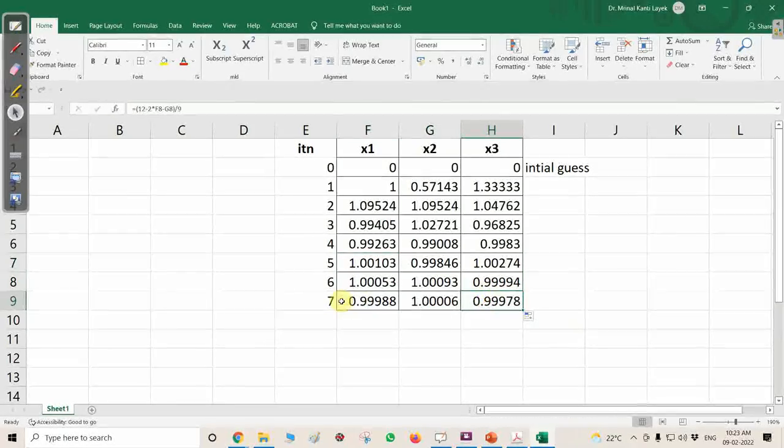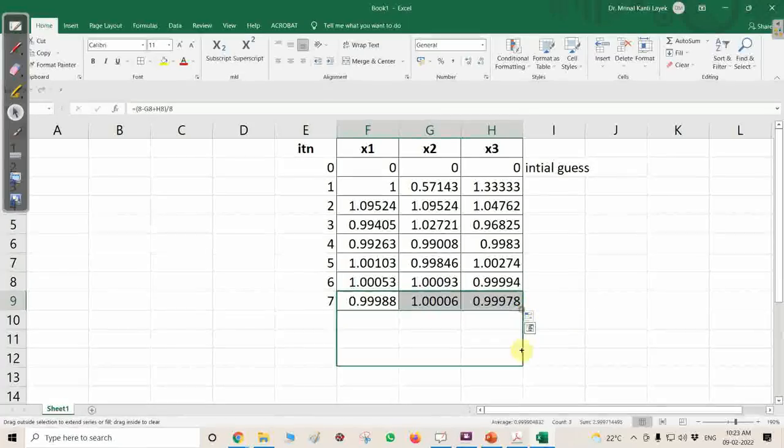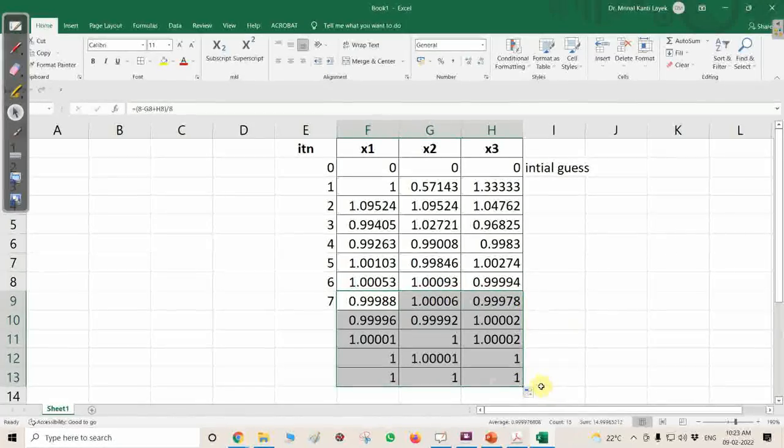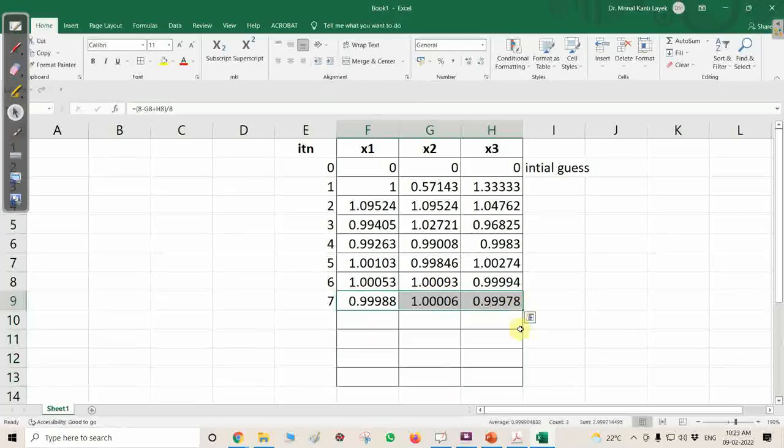Okay, if this is not similar, let's go for other iterations. No, this is not giving you the exact result. So at the first assumption, these values are giving you almost similar kind of result, one near to the one. Okay, so this will be your final result.